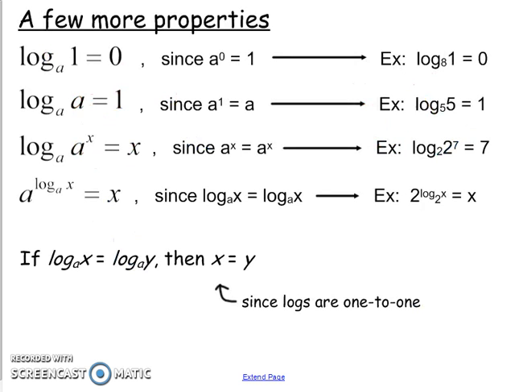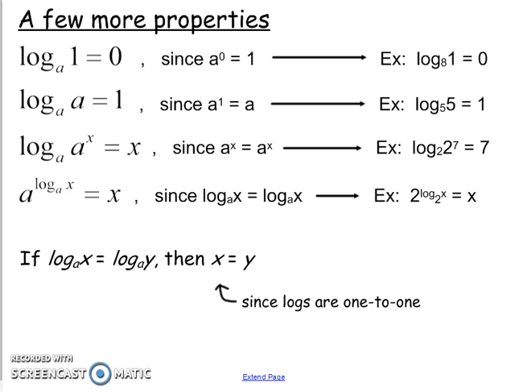A few more properties that we need to know. Log base a of 1 is equal to 0, since a to the 0 equals 1. So an example would be log base 8 of 1 equals 0. Another property that we need to know is that log base a of a is equal to 1. So if the base and the number are the same, it's just going to be equal to 1, since a to the first power is equal to a. So an example would be log base 5 of 5 equals 1.